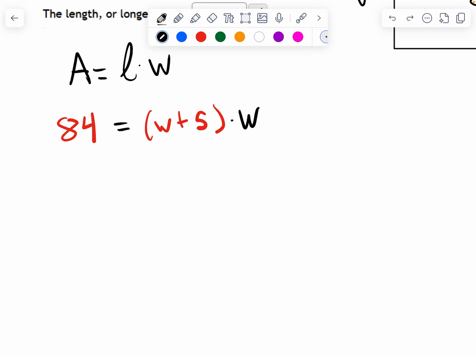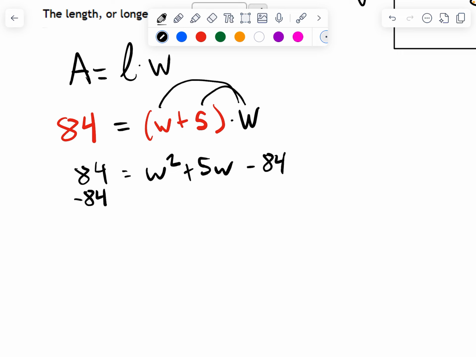All right. Now, remember, this is factored, and factoring is really only significant when it's equal to 0. So we need to undo that factoring, so multiply and distribute the W back through. So W squared plus 5W equals 84. Now, again, our goal is to solve, so we're going to want that 84 back on the other side. So 0 equals W squared plus 5W minus 84.